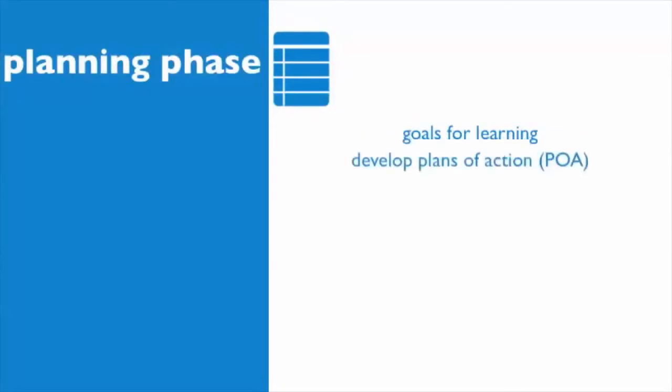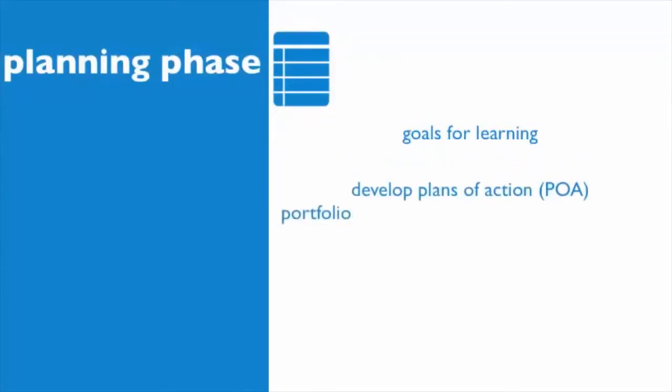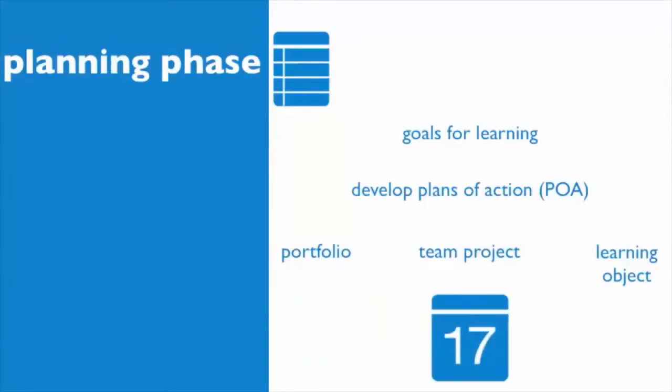The planning phase is the second phase of the course. Here, you'll be identifying the learning goals for the class and developing a plan of action for your design portfolio, your design team project, as well as your learning object design challenge. You can find specific details about the requirements for your plan of action in the assignment outlines. However, it is important to note that you have control over your workflow in the course, so you should give careful consideration to the calendar when coming up with your plans of action.